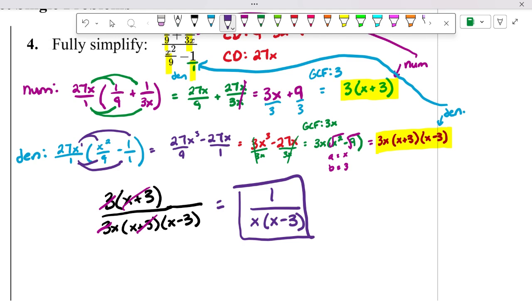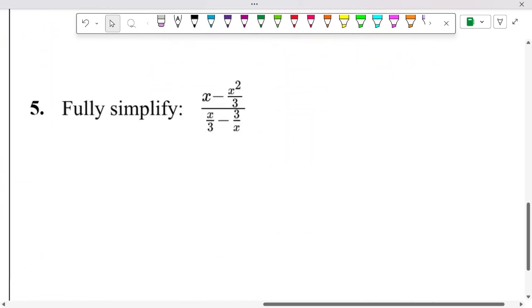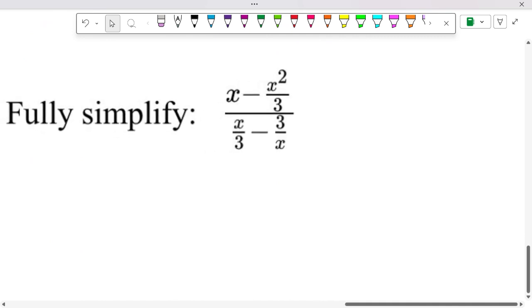All right, now next thing we're going to do is another one, but we're going to do it together. So I'm going to call on you guys to help me fill in blanks. All right. So let's look at number 5. That's that second one down that says complex fractions.